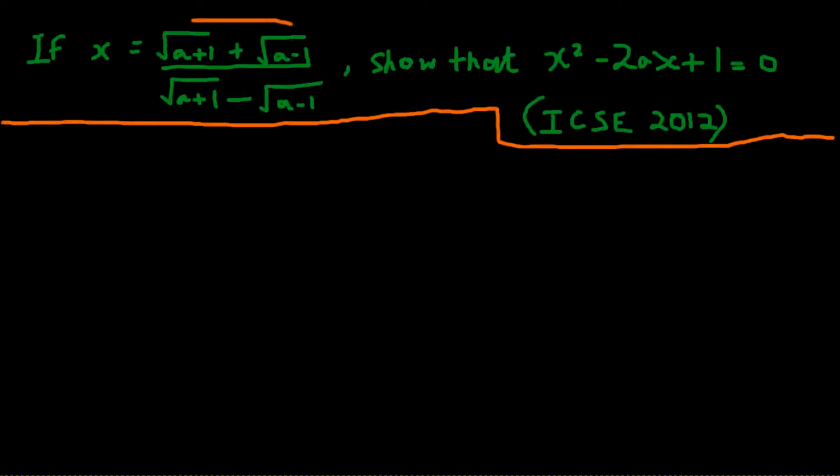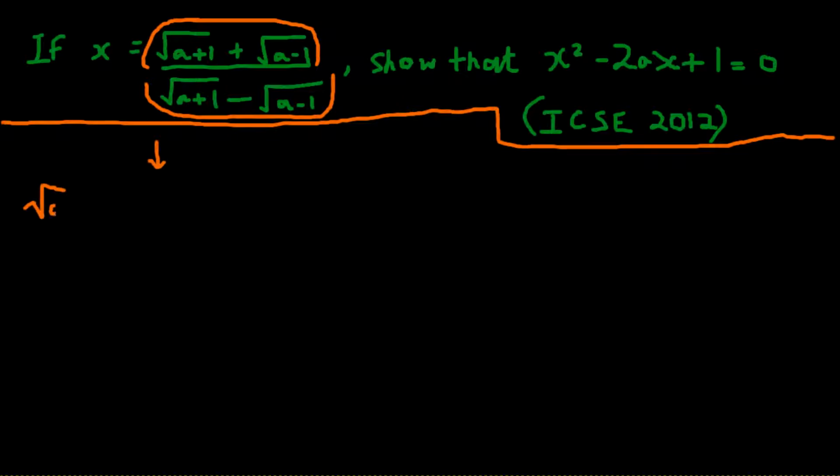The condition is that the whole numerator needs to be a, the whole denominator needs to be b. So over here, it's not that root of a plus 1 is a and root of a minus 1 is b. The whole numerator is a and this whole denominator here is b. So first step, I'm going to apply componendo dividendo. I'm going to write all the terms so that you get the hang of it first.